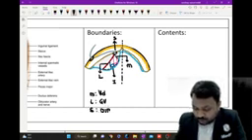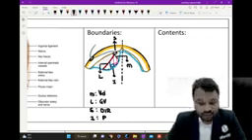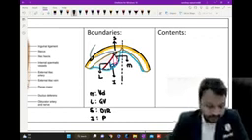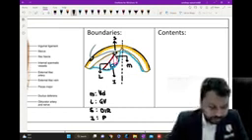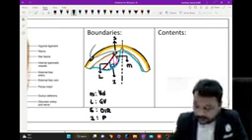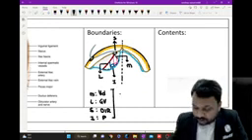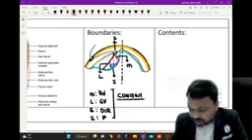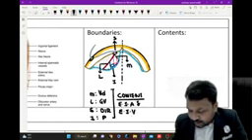Superiorly by the deep inguinal ring. Inferiorly it is formed by the peritoneal reflection. Right. Now, what are the contents of the triangle of doom? The contents of the triangle of doom are the external iliac artery and the external iliac vein.